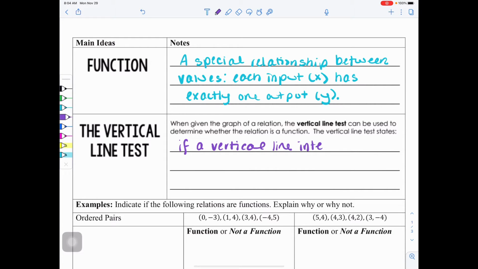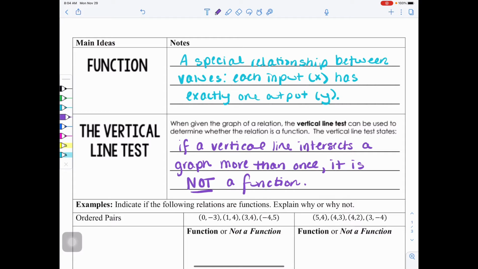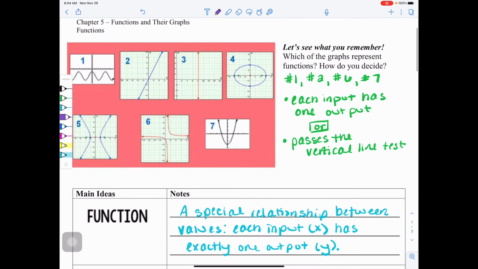intersects a graph more than once, it is not a function. So if I actually go back up to your opening activity, you can see why number 1, if I drew a vertical line, it only intersects once. Number 2, only intersects once. Number 6, only intersects once. And number 7 only intersects once.